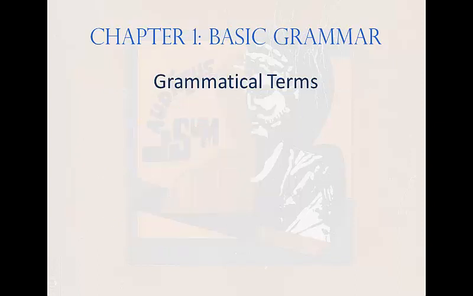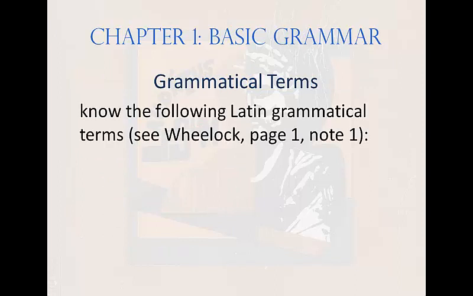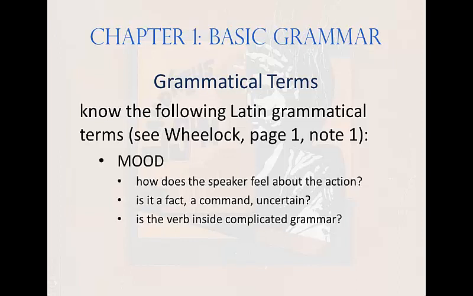There are 5 essential grammatical terms that are used in reference to verbs. They are mood, tense, voice, person, and number. You should become familiar with these terms as soon as you can. The mood of the verb indicates how the speaker feels about the action. Does the speaker feel that what's being said is a fact, a command, or is there something uncertain about it in the speaker's mind?